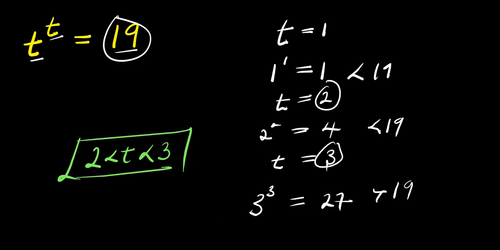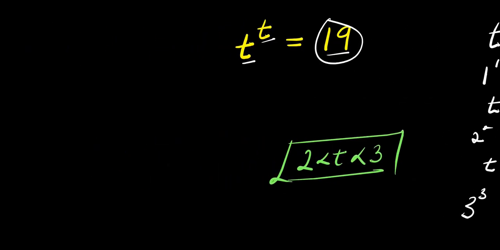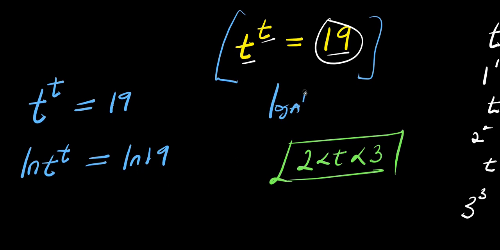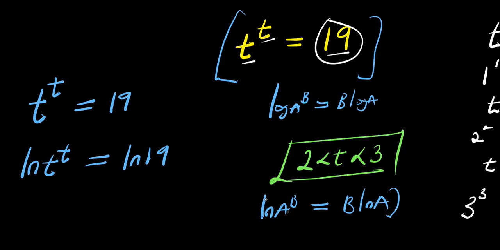Having this in mind, we can proceed to solve because we cannot just be testing all day long. So let's solve this. We have t power t equals 19. We make use of natural log of t power t equals natural log of 19. If you have log a power b, this equals b times log a. So natural log of a power b will give you b times natural log of a.